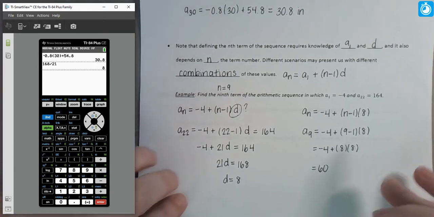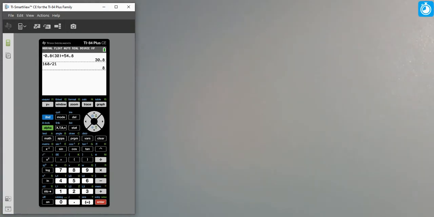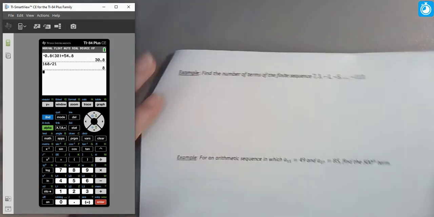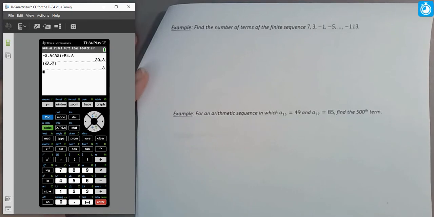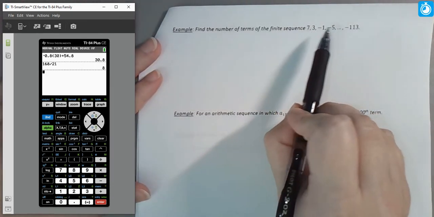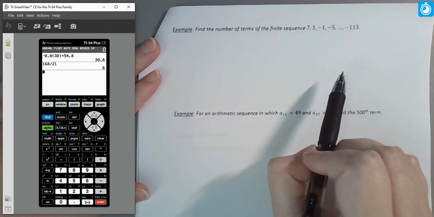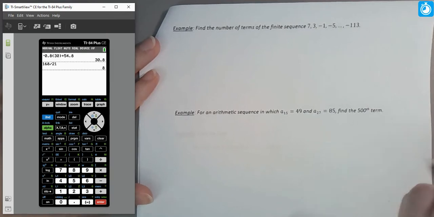Okay, let's try a slightly different kind of problem. And again, the idea is to think about how all the different components are related to one another in the sequence that we have. So now we want to find the number of terms in this finite sequence. Well, why does this apply right here? How do we know we can actually work this problem?